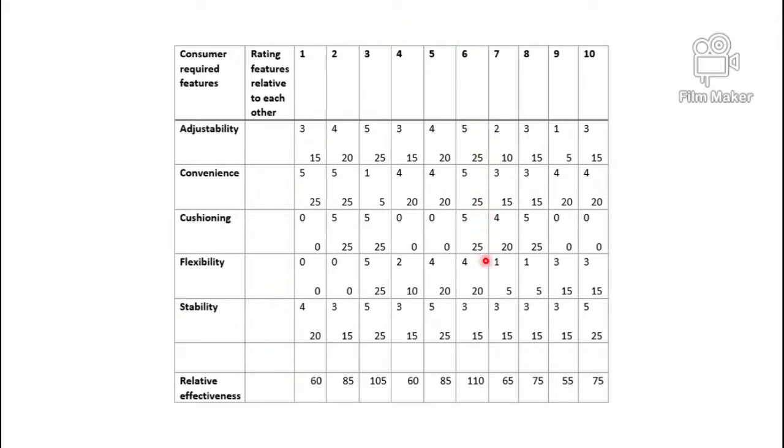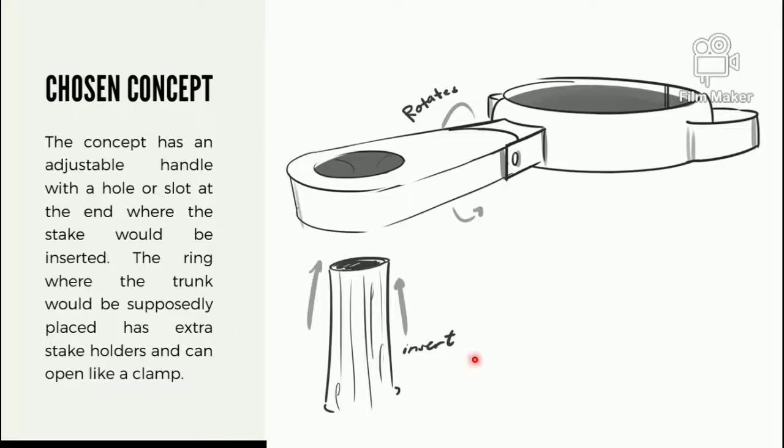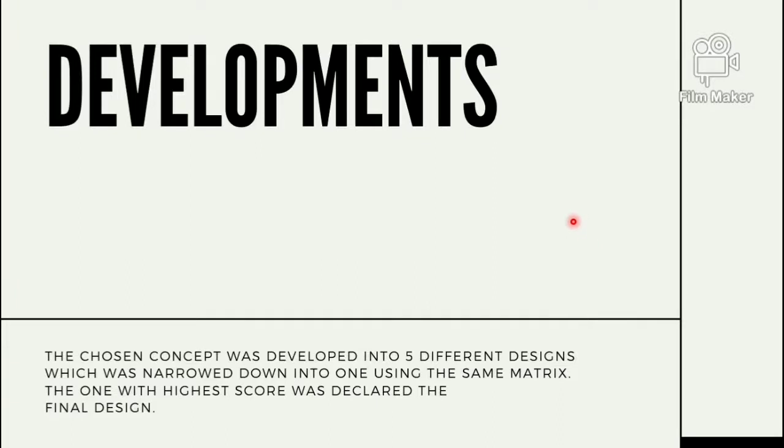The highest scoring one, or the most effective concept, is concept number 6. So this is the chosen concept. This concept again has an adjustable handle with a hole or slot at the end where the stake would be placed, and it has a ring or a brace where the trunk will be placed, and it has 2 extra stake holders. So that concept is going to be developed.